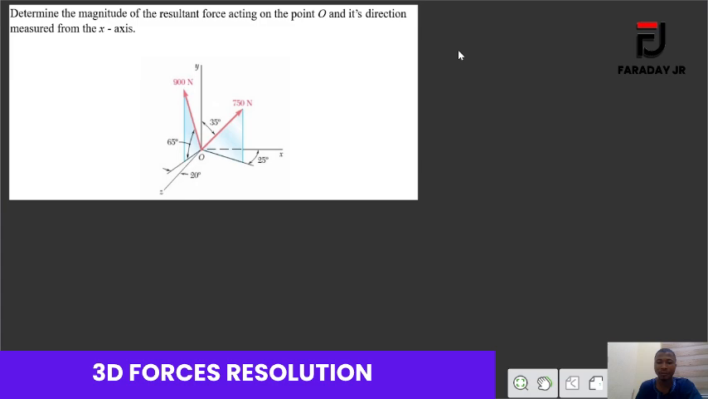Okay. So we have this particular force with us. The question says: determine the magnitude of the resultant force acting on the point O, and its direction measured from the x-axis. So all we need is to look at the amount this particular force, the force 750, is making in the x plane, the y plane, and finally the z plane.